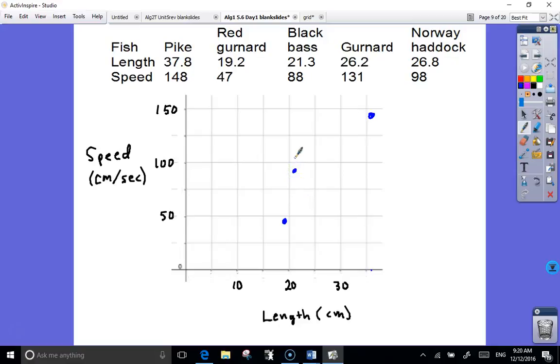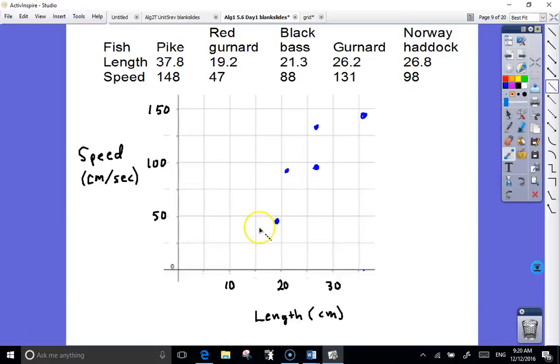And the gurnard is 26.2, that's about there, up to 131, which, that'd be 125, so maybe about right there. And then finally, Norway haddock, 26.8 and 98. So that would be about right there. Okay, does it look like that's kind of linear? Yeah. Kind of. Probably not as strong as the ones that they gave us as examples, but it looks like there's something of a correlation.